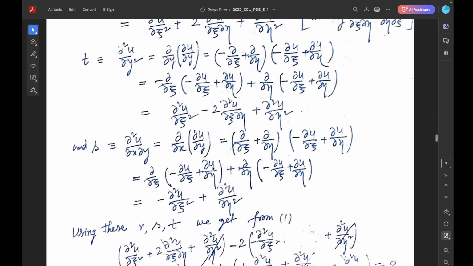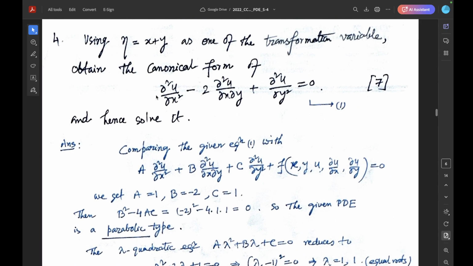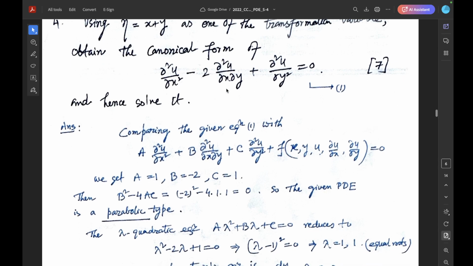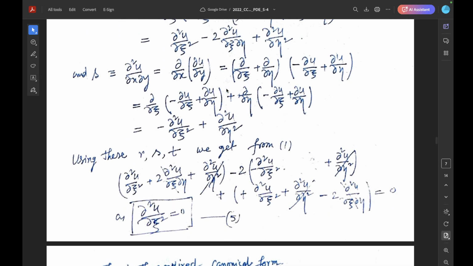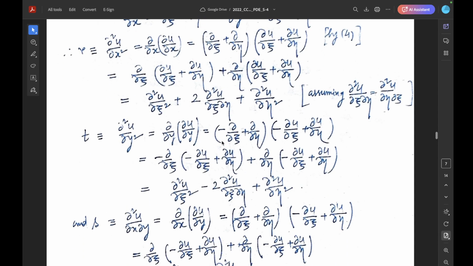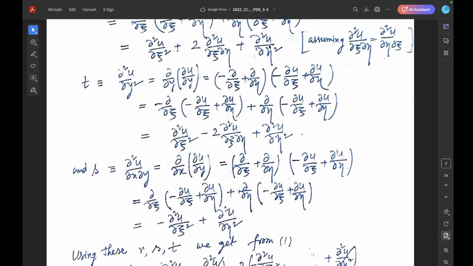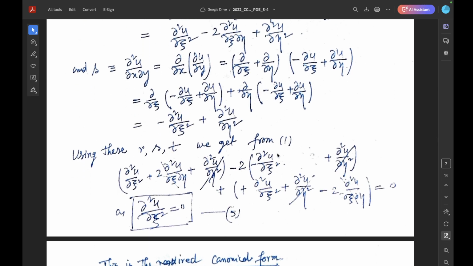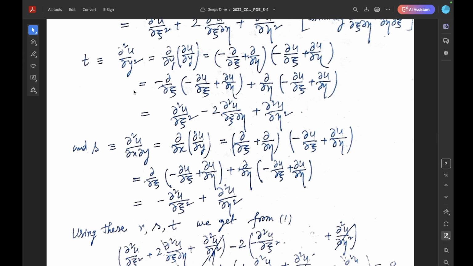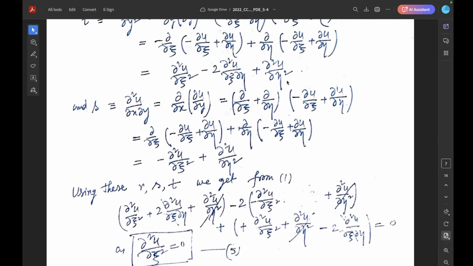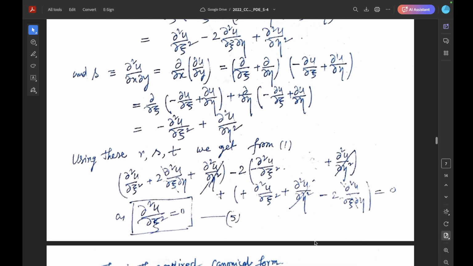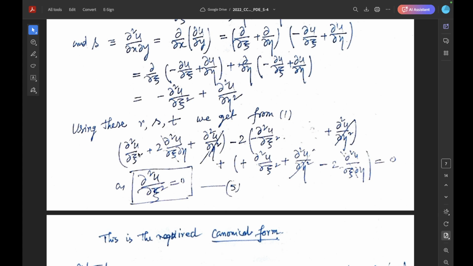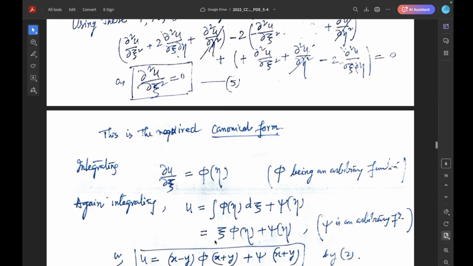Using these r, s, t from the given equation, this r minus 2s plus t, so we get r is this: del u del y square plus twice del u del y del eta plus del u del eta square, minus 2 into this del 2 u del x square, so this minus del u del y square plus del u del eta square, and plus t, del 2 u del y square, this del 2 u del y square plus del 2 u del eta square minus twice del 2 u by del y del eta. Cancel these terms, minus 2 and 2, and this term and this term are cancelled, so we get 2 into del 2 u del y square equal to 0, that is del 2 u del y square. This is the required canonical form of the given partial differential equation.